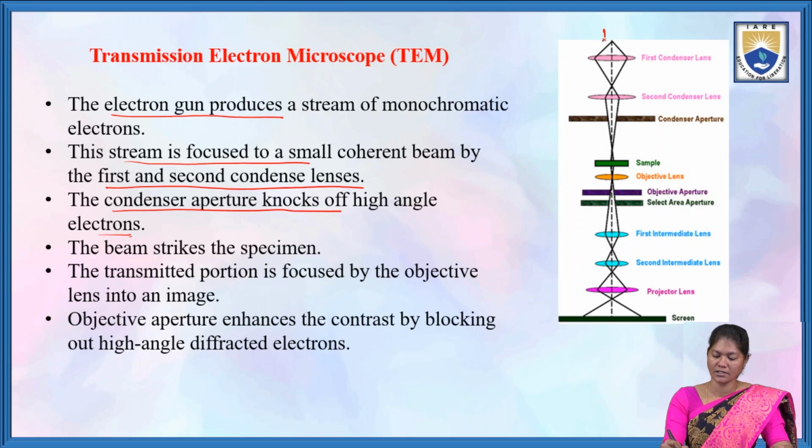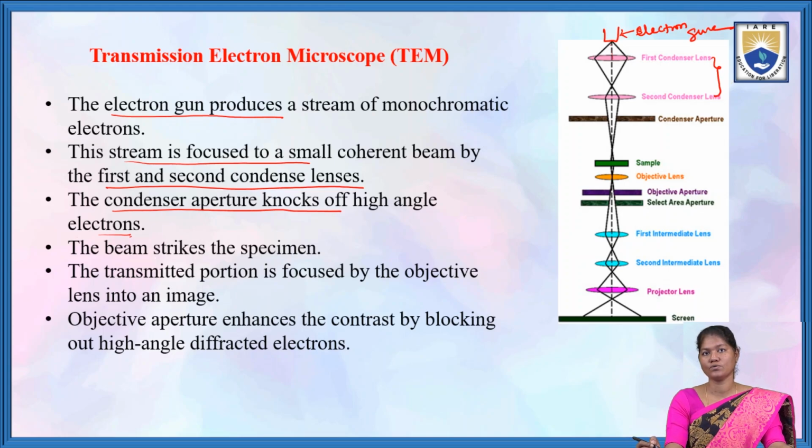So here there is an electron gun. This electron gun produces a stream of monochromatic electrons. These electrons are moving in all directions, so to focus this stream of electrons coming from the electron gun, we use condenser lenses. The first and second condenser lenses are used to focus this stream of electrons.